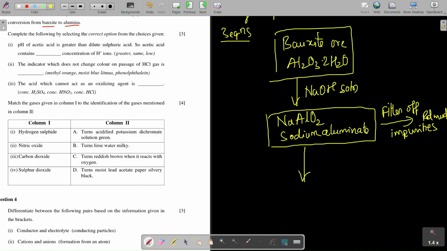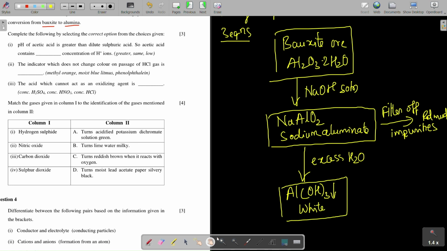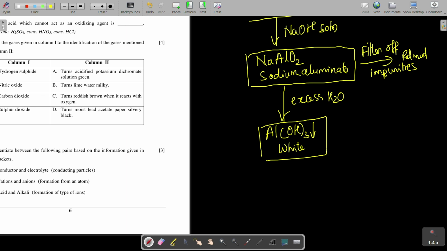Then to this, they simply add an excess amount of water. It is also called hydrolysis. So sodium aluminate will hydrolyze and form aluminium hydroxide, which is a precipitate. A precipitate is an insoluble solid. Now you have a precipitate. When you filter this, you will get solid aluminium hydroxide. All the other impurities are removed.